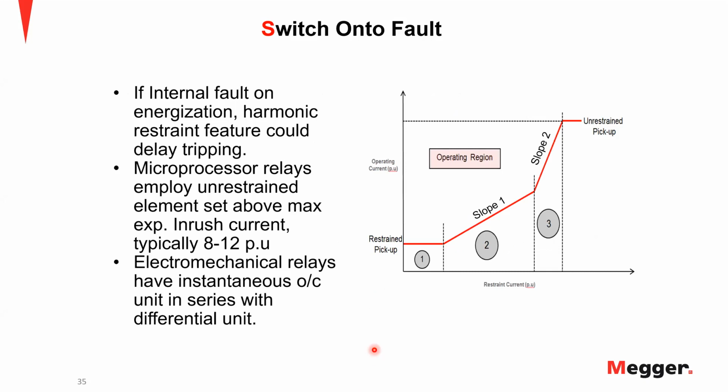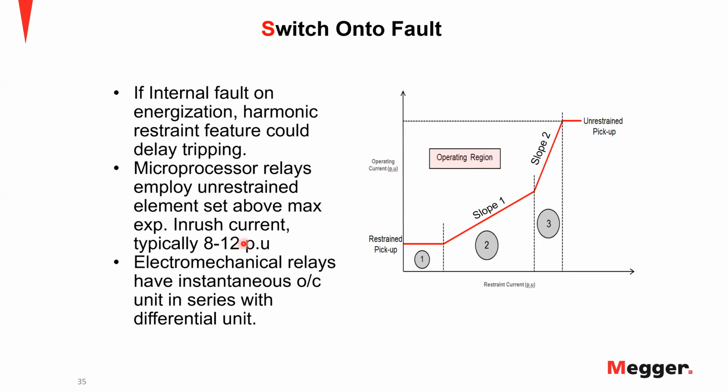So the last type of challenge that we're going to discuss today is switching onto a fault. Let's say when we are switching a transformer up or energizing a transformer and an internal fault occurs, we know that the harmonic restraint that we just discussed could delay the tripping. Even though it's an internal fault, we have the harmonic content. So that is where this unrestrained pickup setting comes into the picture.